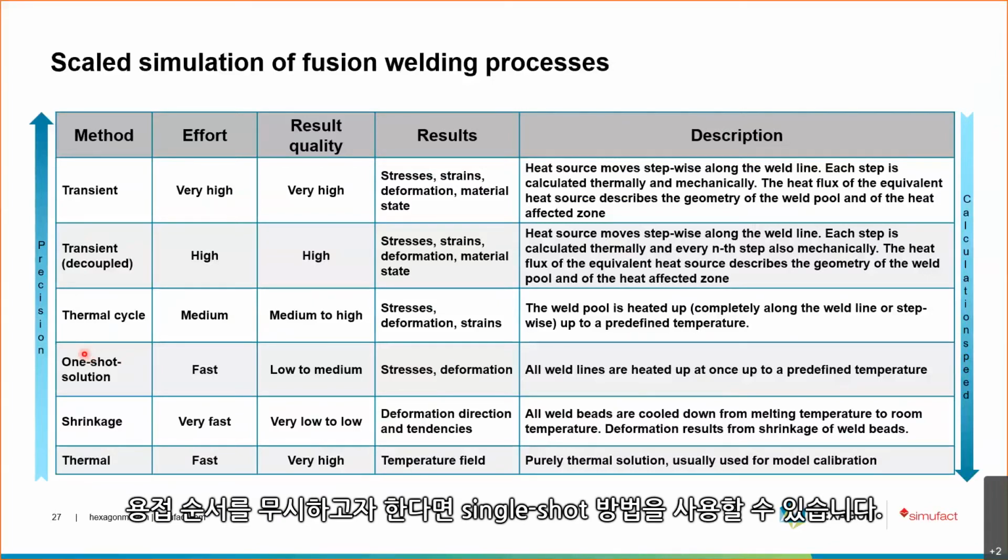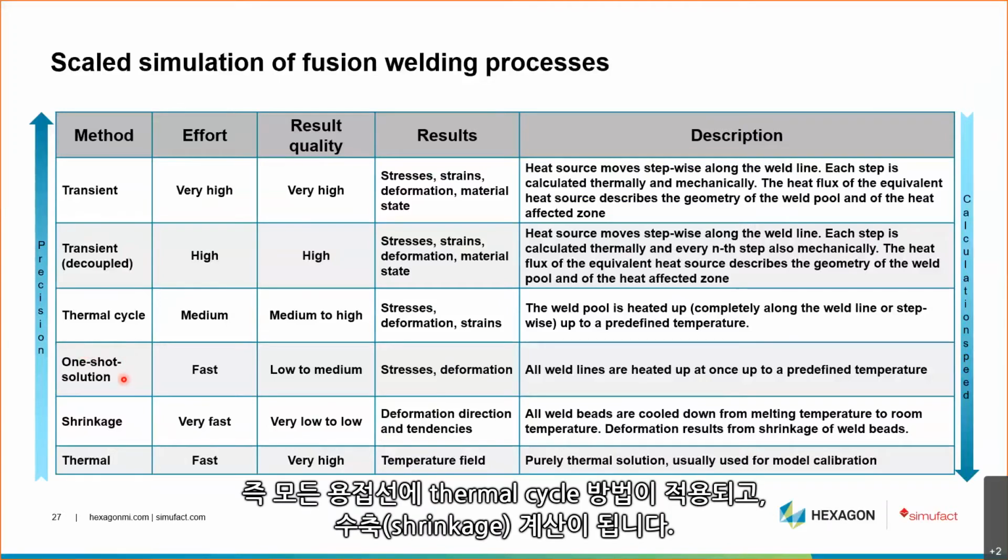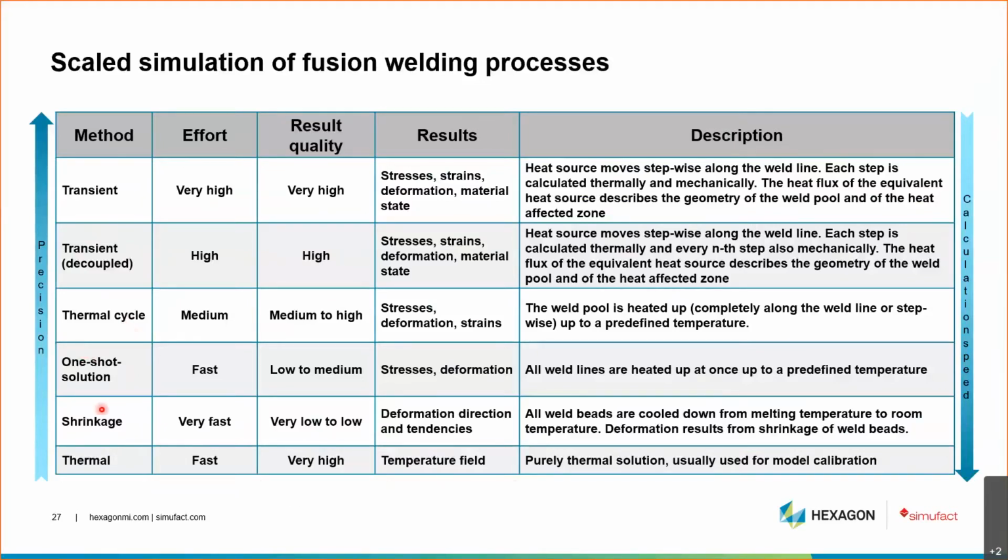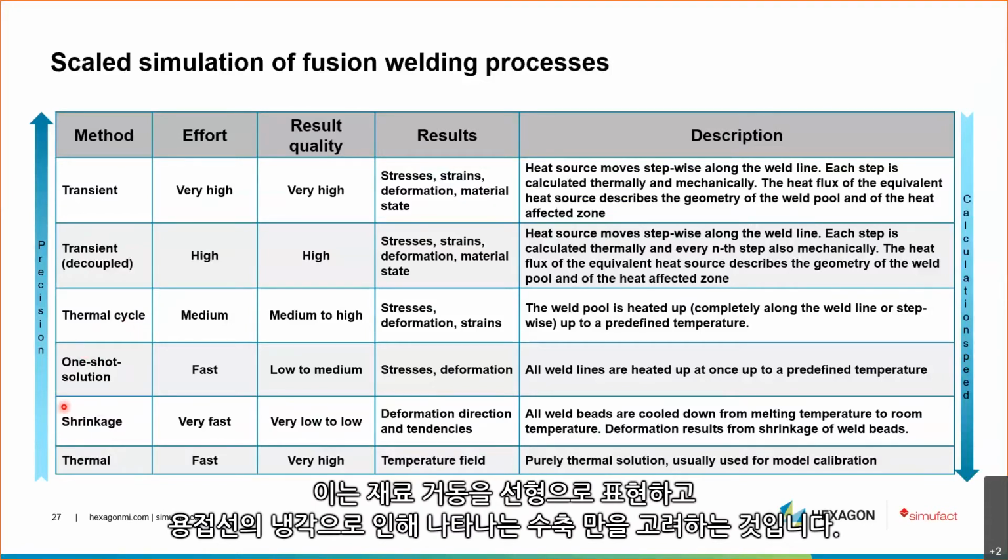If one would like to neglect the welding sequence, it is also possible to use the so-called one-shot or single-shot solution. This would mean that the thermal cycles are applied at once on all weld lines. And one step further would be the shrinkage solution, meaning that the material behavior is linearized and we only take a look at the shrinkage appearing due to cooling of weld lines.